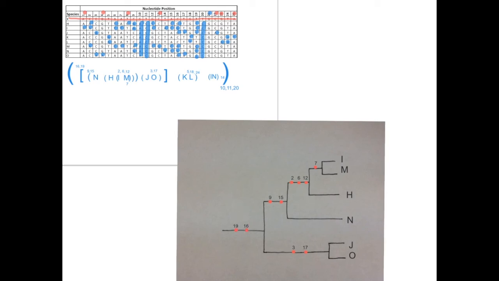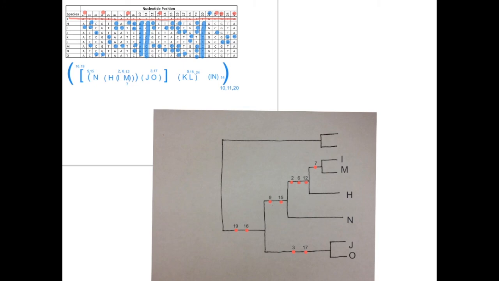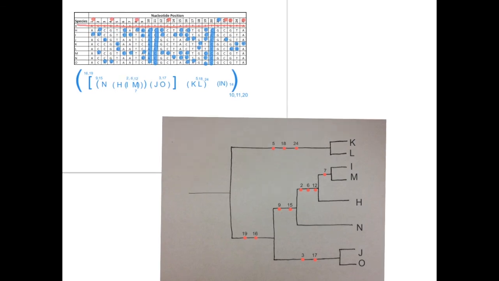Next we see that K and L are right next to this other big bracket that includes everything so far. So that is going to be a sister group to everything that we've drawn so far, and it should look like this. So this back bracket is going to be KL, and then those traits that make K and L belong together are 5, 18, and 24. We know that all of these so far are grouped together by the traits 10, 11, and 20.